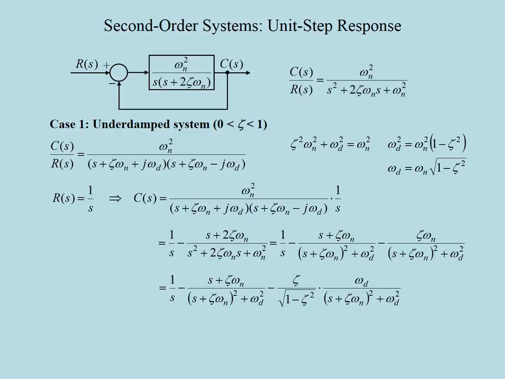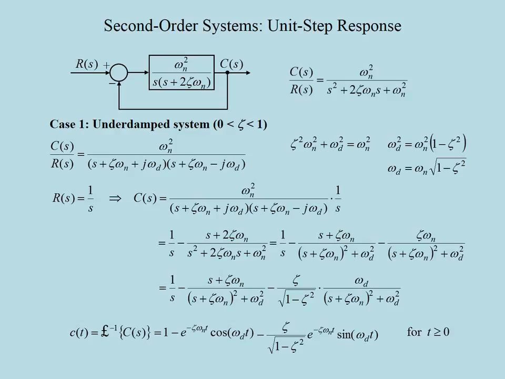So c of t is now composed of a unit step, a cosine multiplied by an exponential function, and a sine multiplied by an exponential function. Note that the unit step function, which we applied as the input to the system, is also a component of the output. In other words, the forced response appears at the output.